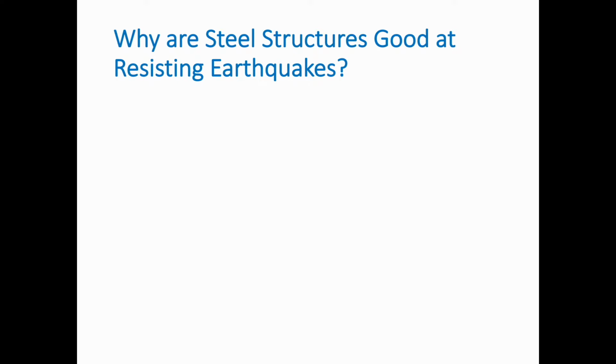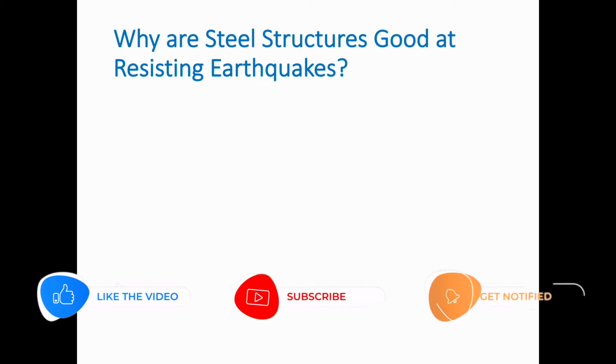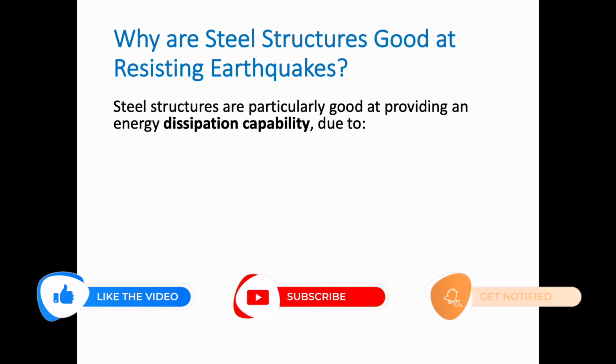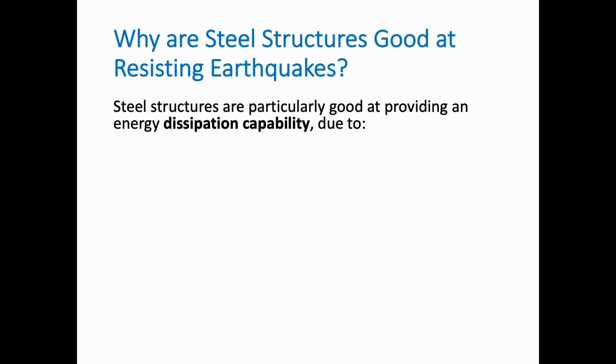Now, why are steel structures good at resisting earthquakes? Steel structures are particularly good at providing an energy dissipation capability due to the following reasons. One is, as we said, the ductility of the steel as a material. Steel is a ductile material, and playing with different grades and different section sizes, we can get the required ductility we want.